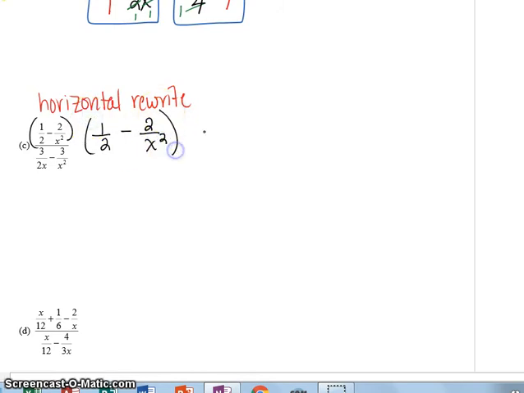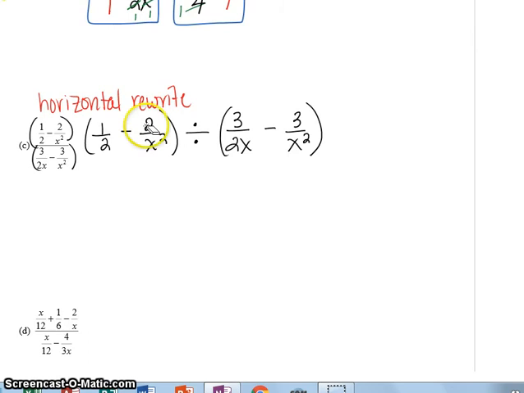That's my numerator, and instead of having a fraction bar, I have a division sign. And then I'm going to copy the denominator, which is 3 over 2x minus 3 over x squared. Okay, so there's my horizontal rewrite. Now, your goal is to make this go to one fraction and to make this go to one fraction. So for this first little set of parentheses, ignore all of this. Just look that you have 1/2 minus 2 over x squared.